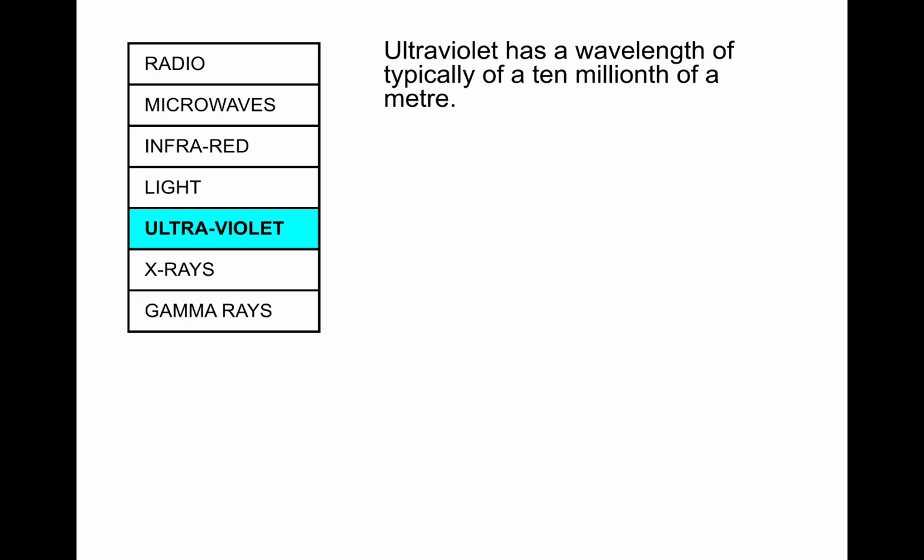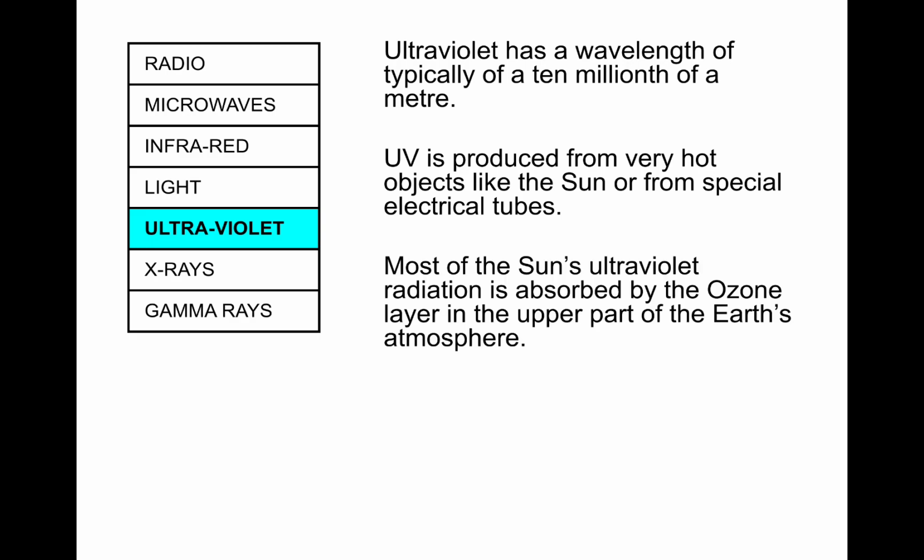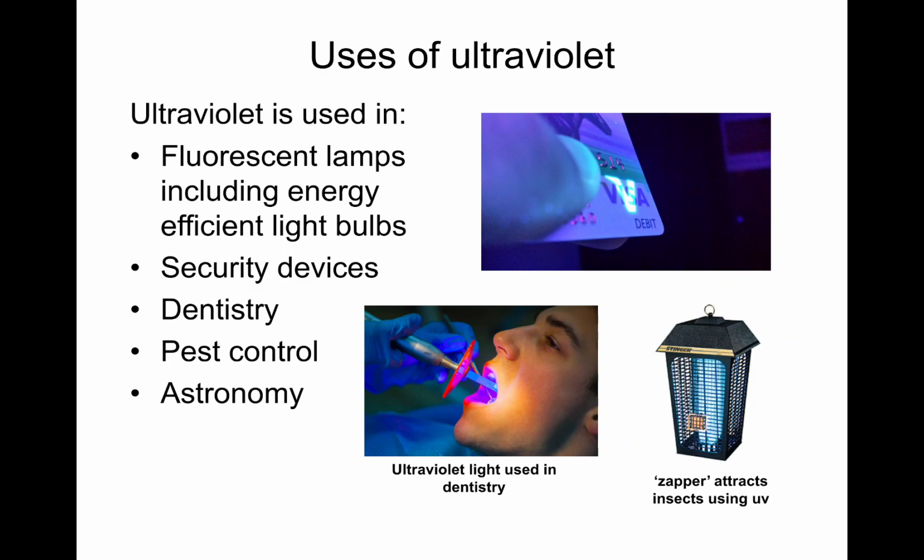Ultraviolet has a wavelength of typically a tenth of a millionth of a meter. UV is produced from very hot objects like the sun or from special electrical tubes. Most of the sun's ultraviolet radiation is absorbed by the ozone layer in the upper part of the Earth's atmosphere. UV is also stopped by glass. Okay, let's move on. Let's look at some uses. So here we go with some uses.